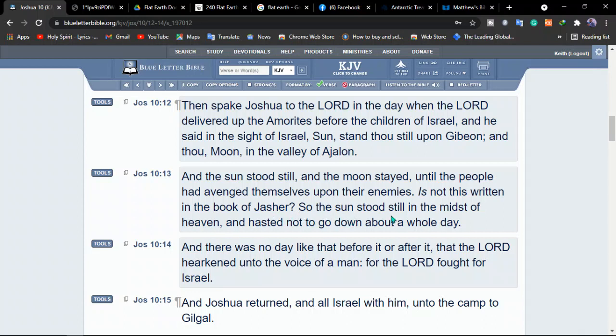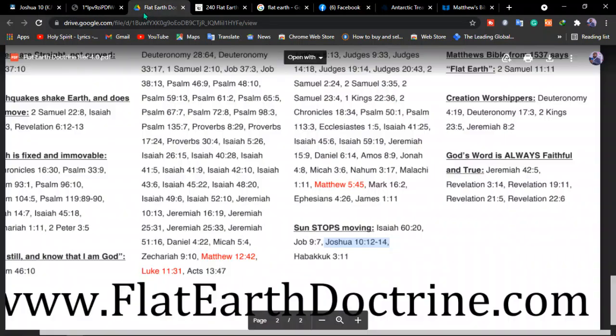So the sun stood still. Are you seeing? The sun stood still in the midst of heaven and hasted not to go down about a whole day. The sun stood still. So it is the sun which is moving, not the earth. If the earth is moving, then Joshua could have said, the earth stands still. And there was no day like that before it or after it that the Lord hearkened unto the voice of a man, for the Lord fought for Israel. Making some sense? Go and read the others here.